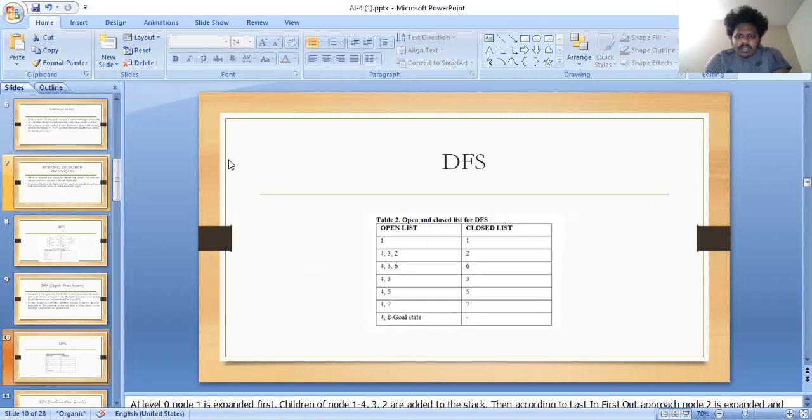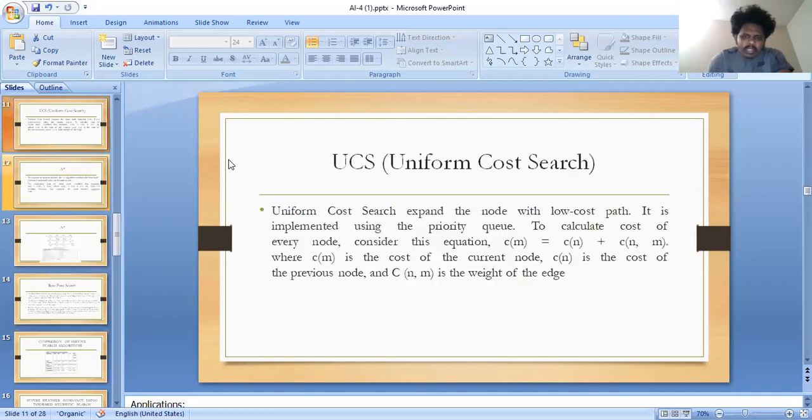DFS also uses an open list and closed list. In this table, the open list is 1, then 4 3, and the closed list is 2, then 4 3 6. In this tree diagram the path is 4 3 6, where 6 is the closed path, and 4 3 is the closed path, 3. Then 4 to 5 is a closed path, 5. 4 to 7 is a closed path, 7. And 4 to 8 is the goal state, and there is no closed path.